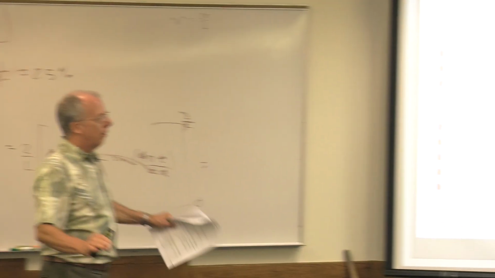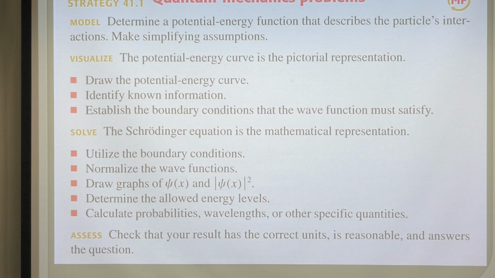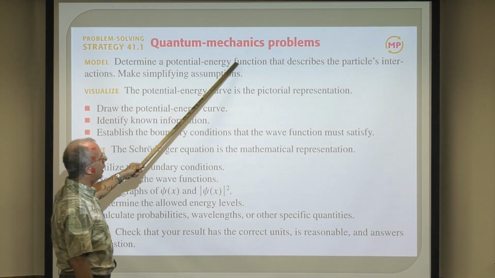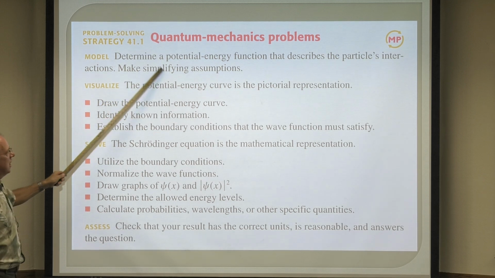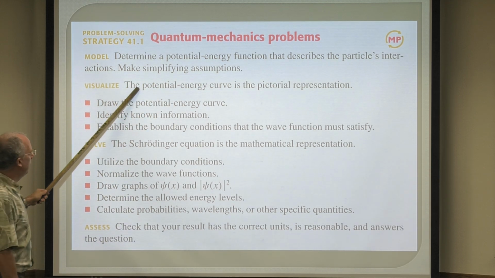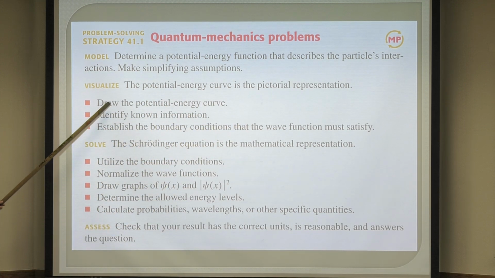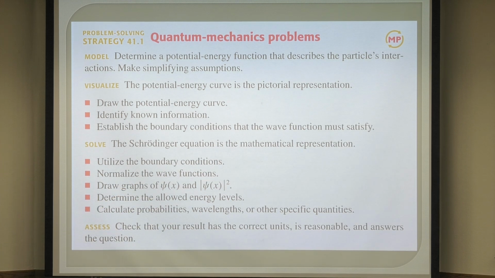Okay, so this is what I call the Randy Knight problem-solving strategy for these quantum mechanics examples. First, we want to determine a potential energy function that describes the particle's interactions, and we want to make simplifying assumptions. If we want to, we can visualize the potential energy curve. Draw the potential energy curve, identify everything you know, and you have to establish boundary conditions that the wave function must satisfy. You have to do that.